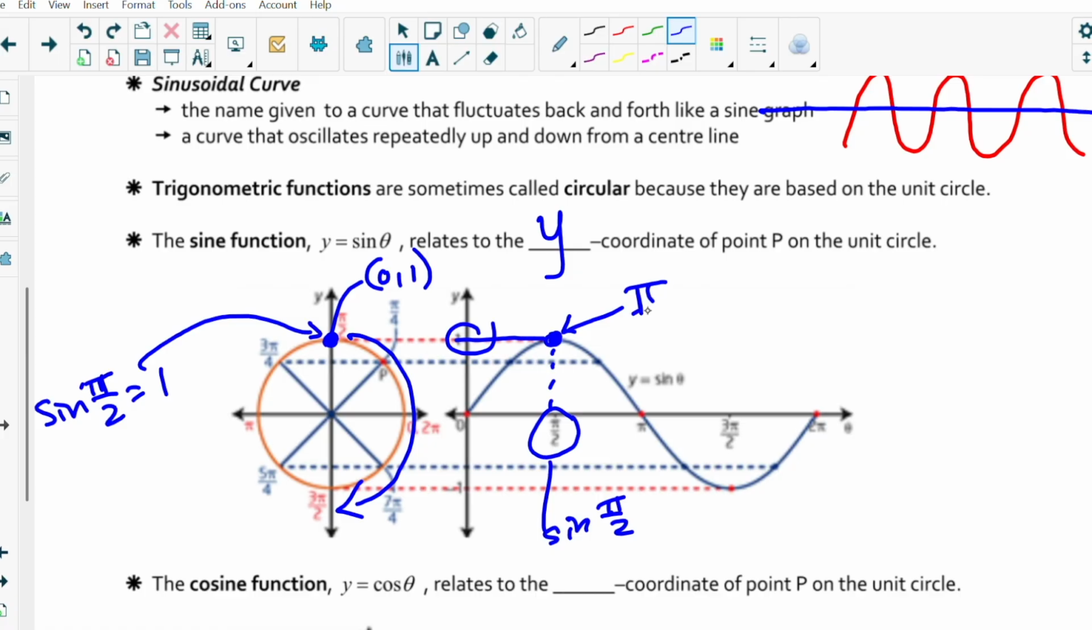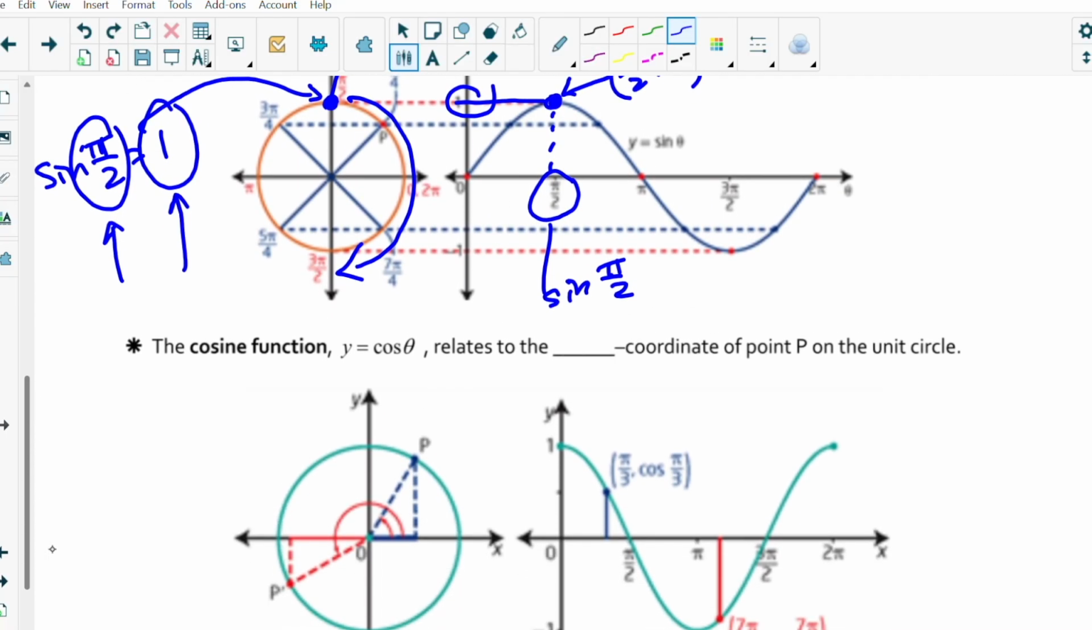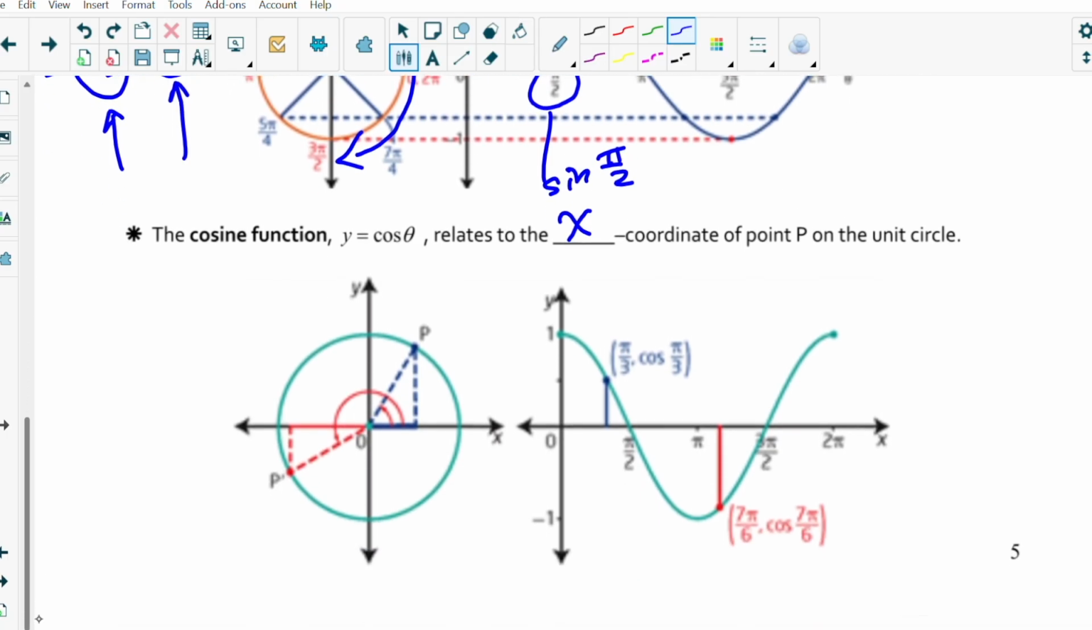Okay, so the coordinate here would be pi over 2, 1, which corresponds to sine of pi over 2 is equal to a y value of 1. So that's how the unit circle relates to the sinusoidal function, the sine function. Okay, on a cosine function, y equals cosine of x, y equals cosine of theta, relates the x coordinate of point P on the unit circle.